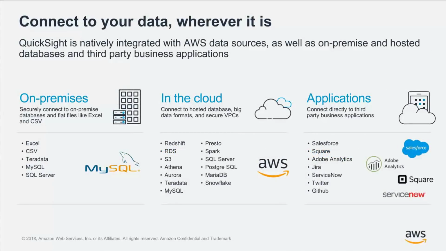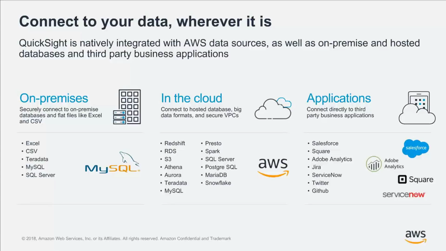So the first thing we like to talk about with QuickSight is how it connects to your data. So again, as we just talked about, QuickSight's deeply integrated with all of the relevant AWS data sources. So things like Redshift, RDS, S3, Aurora, but it also allows you to connect to third-party databases, whether those databases are hosted inside of AWS on EC2, or if you're running them on premise. QuickSight also allows you to connect to your on-premise data sources in a secure way that allows you to use QuickSight in the cloud for your BI, but you can still have that data on premise.